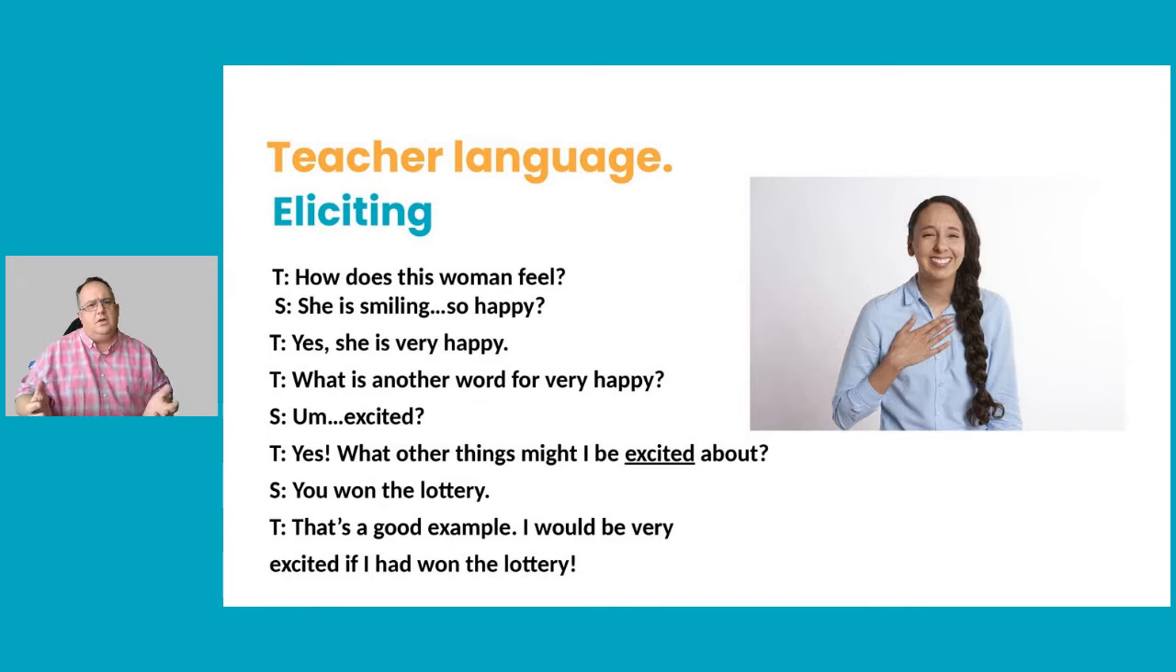So you can see here, there's an example of how we might set out some eliciting. The teacher is asking questions such as, how does this woman feel? We're using the picture of the woman to elicit from the students how they think she feels. Once we've got the word, here we've got the word happy, we ask, can you tell me another word for happy? So we're eliciting more, getting them to think for themselves. And then we've got the word excited, so we could ask them again, what things might they be excited about? So we're leading them through our questioning to the point that we want to make, but all the time we're eliciting the information rather than telling them.